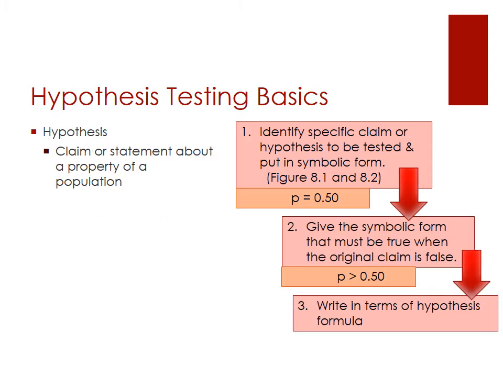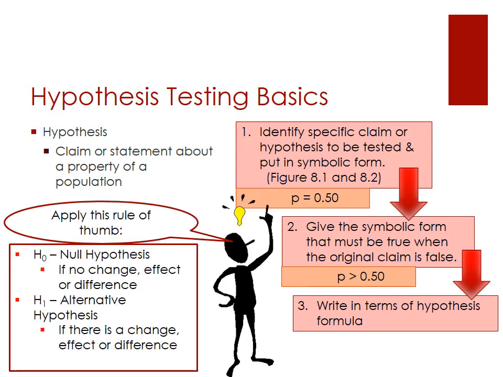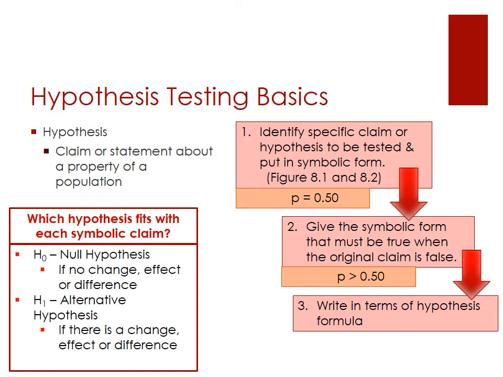And now we're on to our third step, where we need to write these out in terms of the hypothesis formula. So here's where we are writing the hypotheses and we're putting them in statistical language. So you need to apply this rule of thumb. The null hypothesis, represented by H0, represents if no change, effect, or difference has occurred. Whereas H1, the alternative hypothesis, is if there is a change, effect, or difference. So which hypothesis fits with each specific symbolic claim?